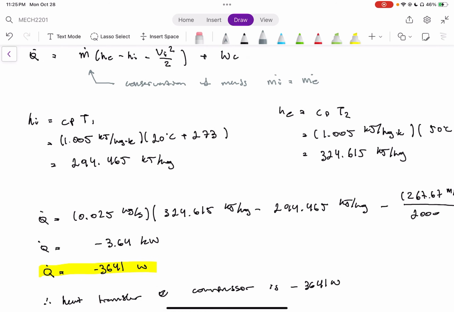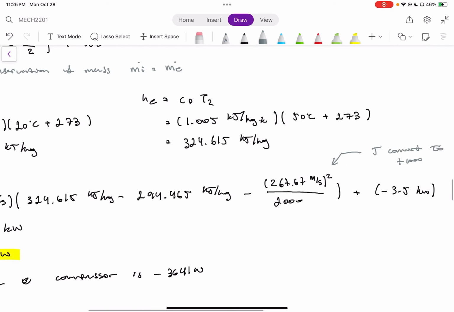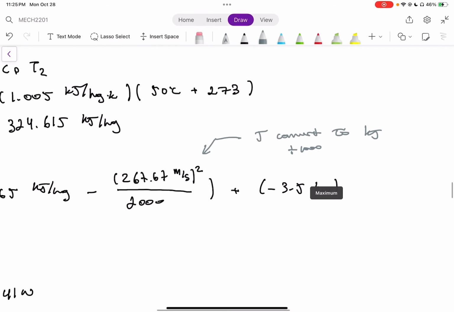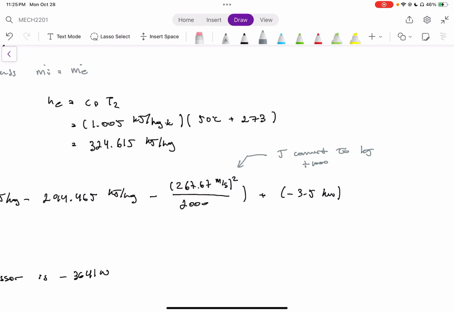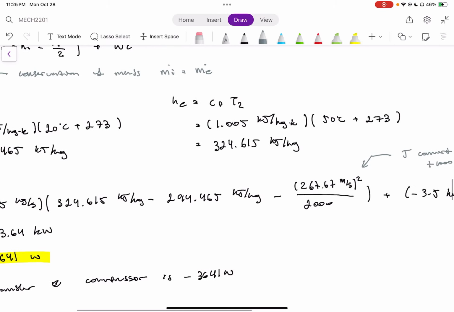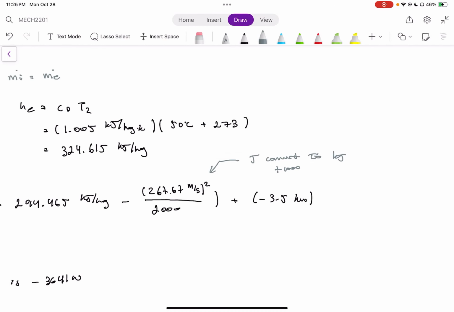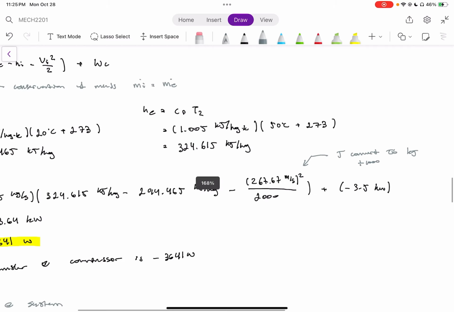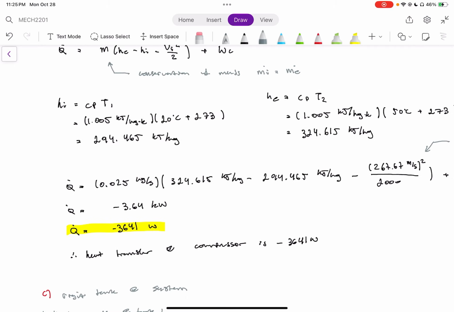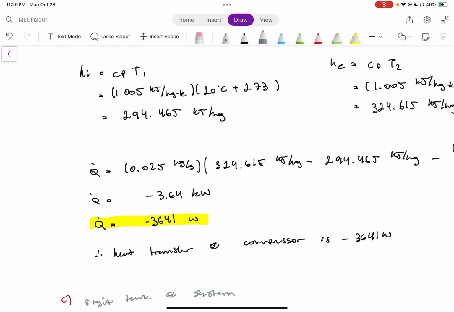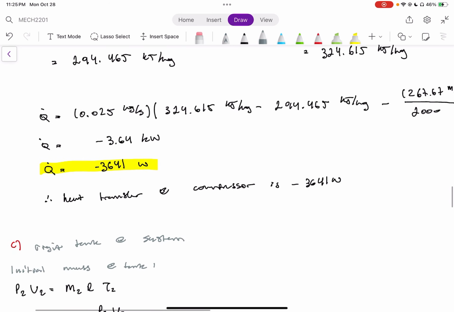We plug in Hi and He into this formula, and we take the work to be negative because we're adding work into the compressor. It's important that we're converting joules to kilojoules, so it all cancels out with the equation, so we're dividing by 1000. Here we crunch all the numbers and get Q equals negative 3.64 kilowatts, or we multiply it by 1000 to get the proper units of watts. So negative 3641 watts. The heat transfer at the compressor is that number.